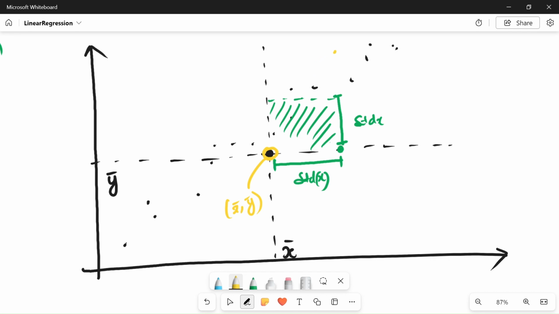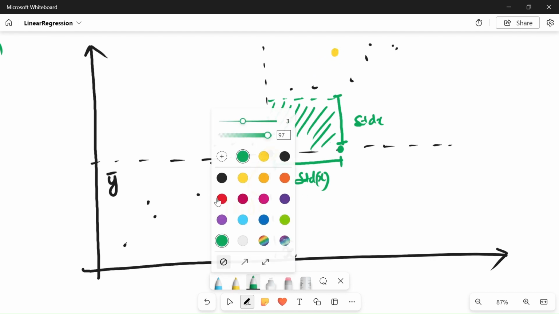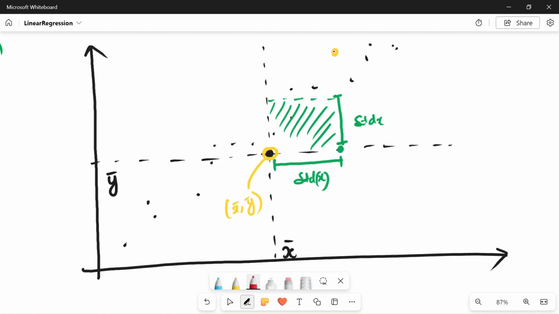Let me draw that point as well, the B point. Use another color maybe. This is our B point.